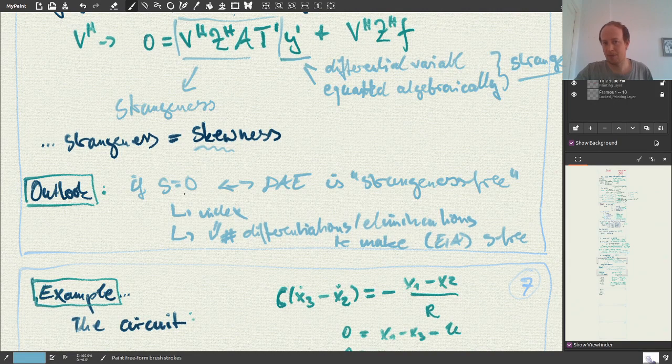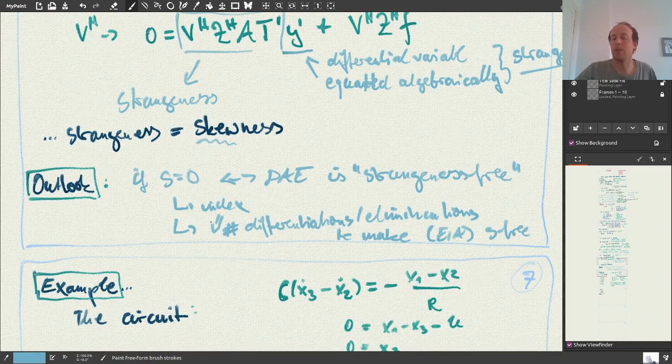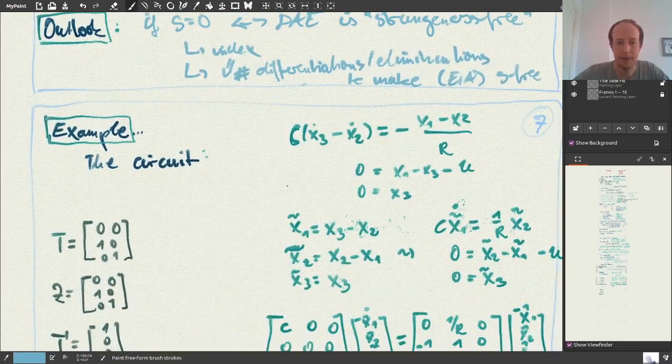And if it's not, then one can do something about it. Then one can differentiate the system and do an elimination. Then this S will get smaller, so that it will become eventually 0, and the number of steps that are needed that defines the strangeness index then. But yes, no worries.